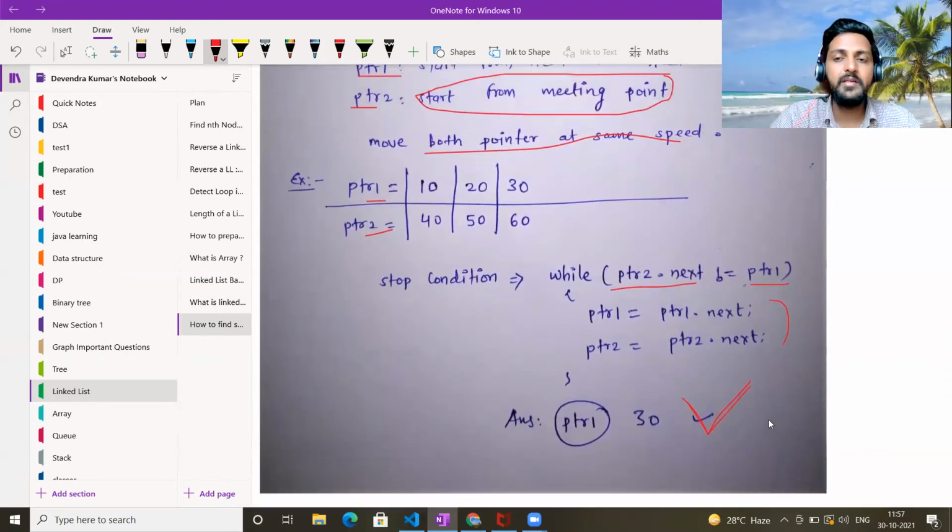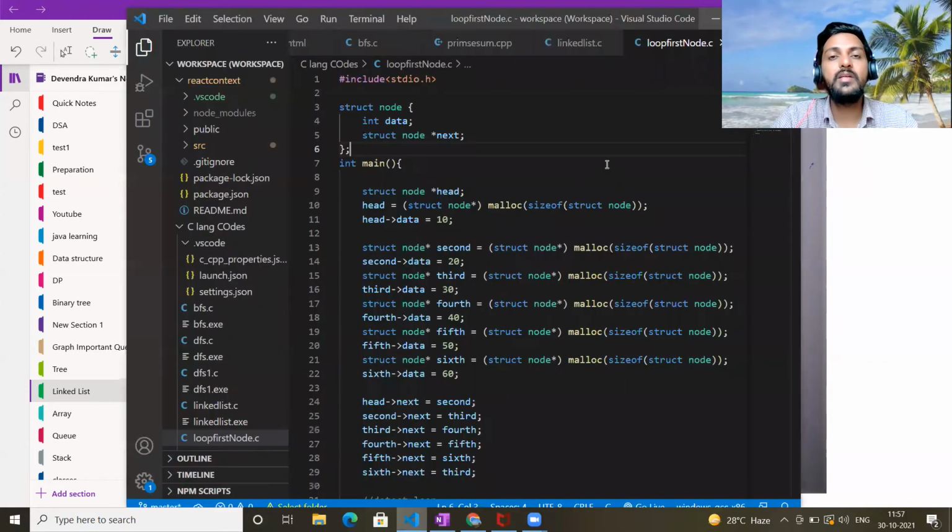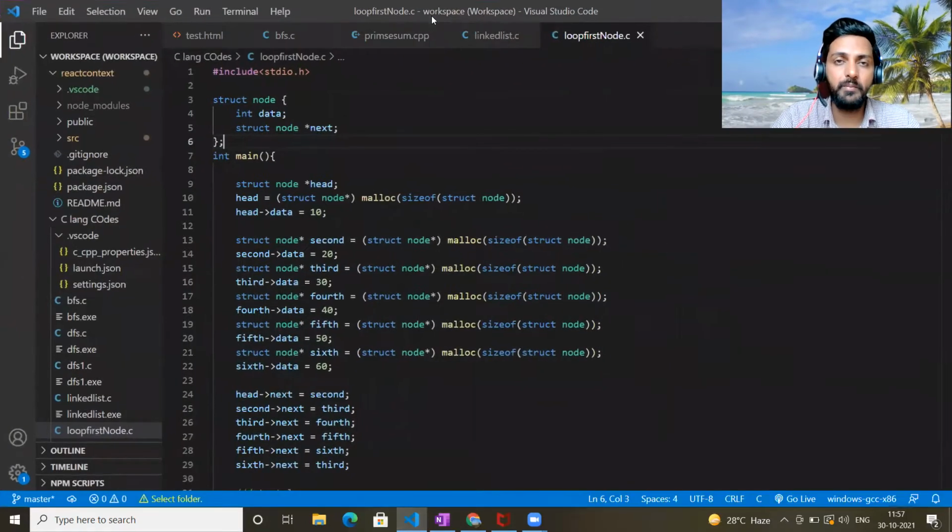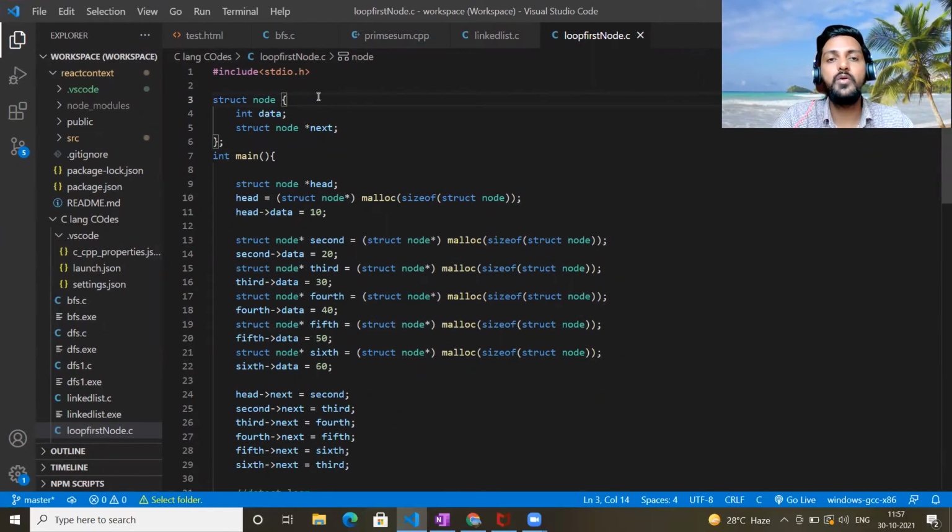Now let me quickly jump to the code of this one. Okay, do not worry about that. And today I will discuss the C program. Okay, so in the C language, first of all, how to declare the linked list node.